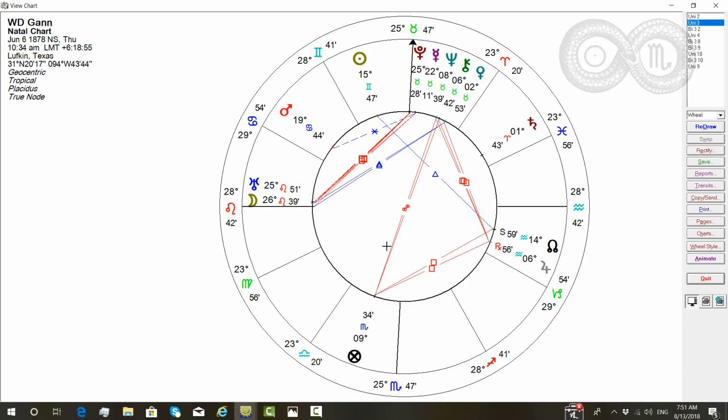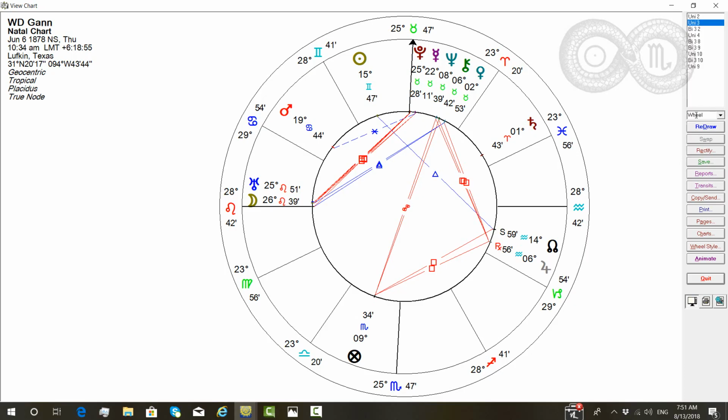So this is a T-square formation, and it's a perfect example of a midpoint structure, meaning that these two in orb, Jupiter and his node, they're actually at the midpoint of part of fortune and Neptune. So let's have a look.